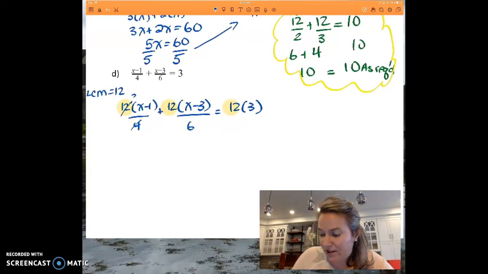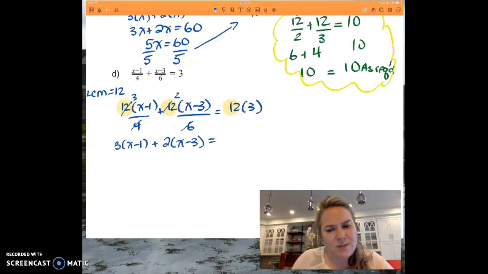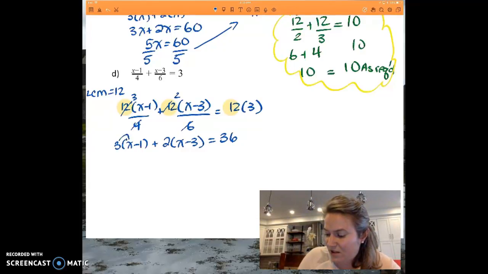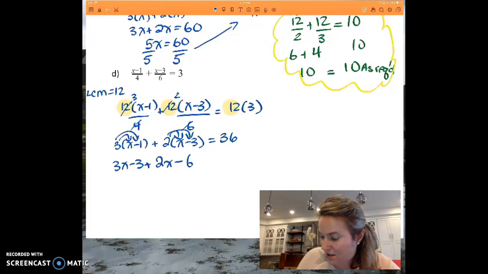12 divided by 4 is 3, 12 divided by 6 is 2, and I get 3 times x minus 1 plus 2 times x minus 3 equals, what's 12 times 3? 12 times 3 is 36. And now it's just a regular problem. I can solve it like I've been solving everything else. So I'm going to go through this really quickly for you. So 3x minus 3 plus 2x minus 6 equals 36. So I'm going to have 3x plus 2x equals 36.